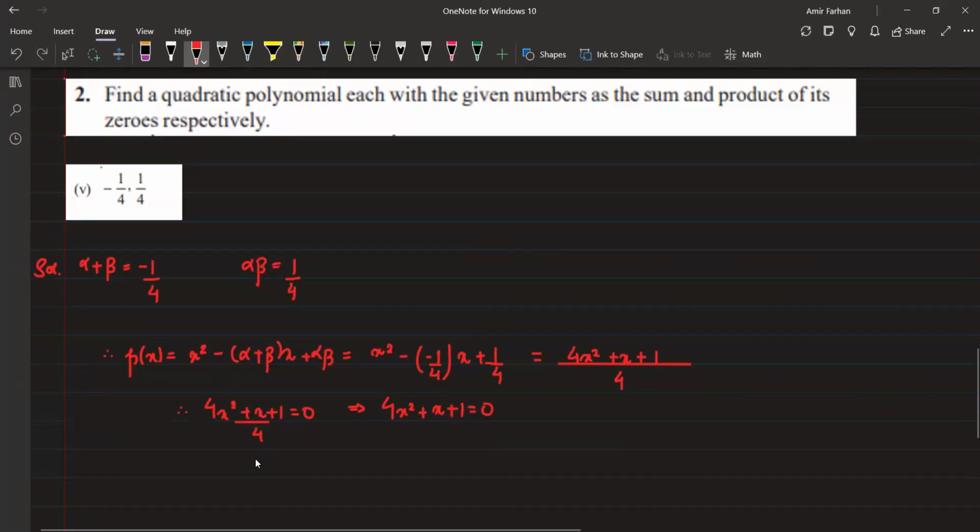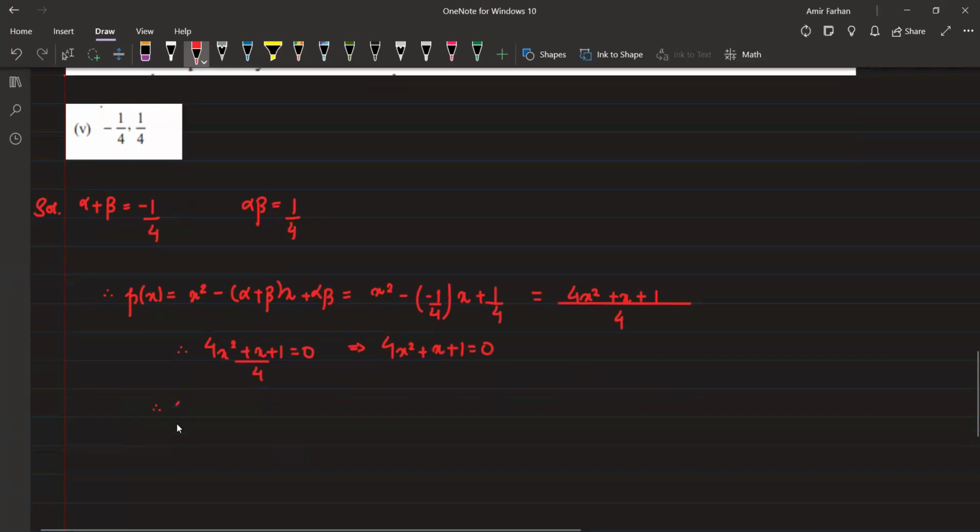To make it a polynomial, you just have to write it as p of x, because quadratic polynomial and quadratic equation are the same, there isn't any difference. Basically, when you equate that quadratic polynomial to 0, it becomes a quadratic equation. We will do quadratic equations in a later part, but just understand this. So p of x will be 4x square plus x plus 1. Clear?